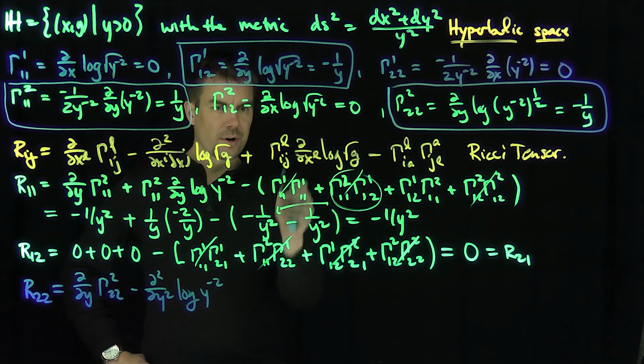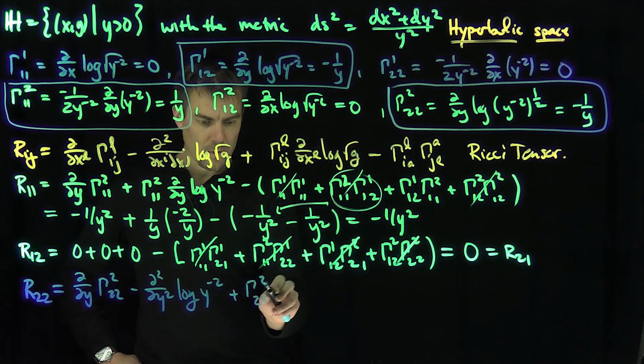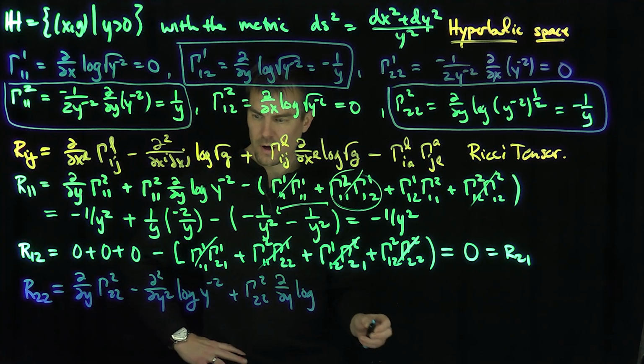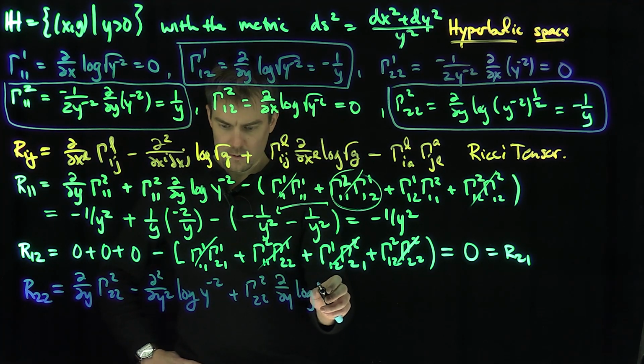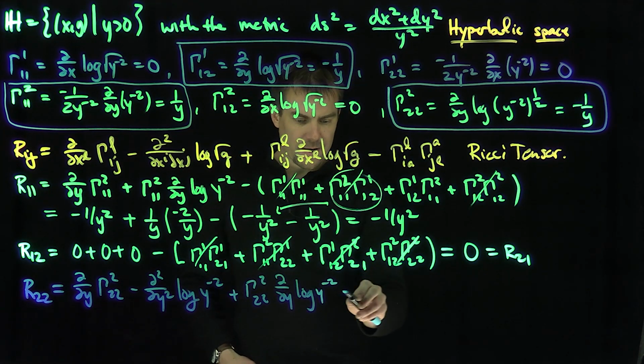And then we have these terms over here, so I have 2, 2, so I need l to be 2, so it's going to be gamma of 2, 2, 2, partial y of the log of y to the negative 2. That's what the square root of g is. Then minus all these terms over here.